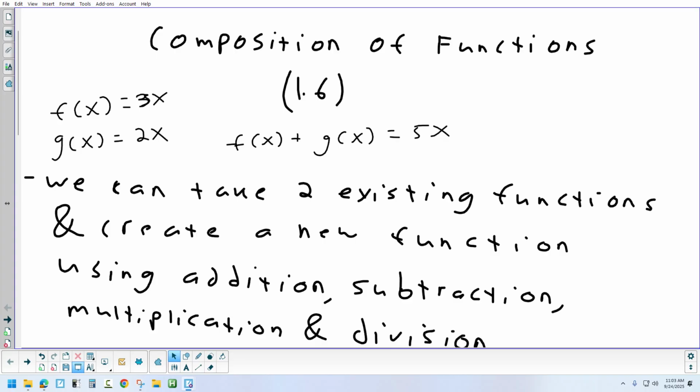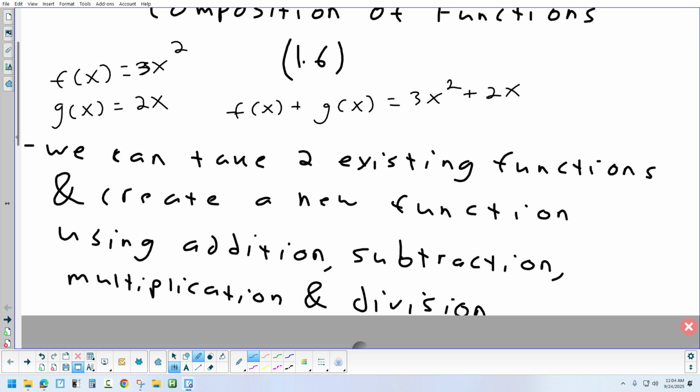And that's basically what we're going to do in this first part. We'll take two functions and combine them together using these different operations. Now, sometimes you don't have like terms. So if f of x was 3x squared and g of x was 2x, there's not really anything you can do with that when you add them together to make a new function. It's just 3x squared plus 2x. So sometimes we can combine, sometimes we can't. It depends on like terms.